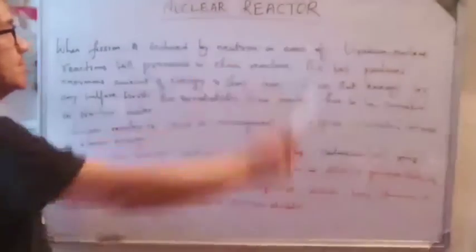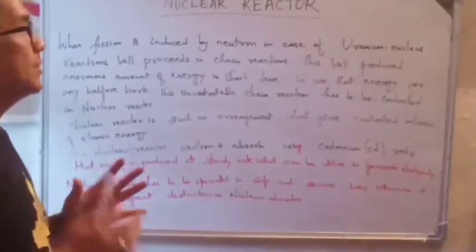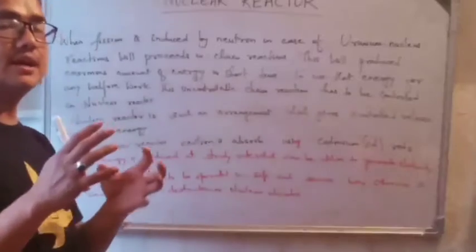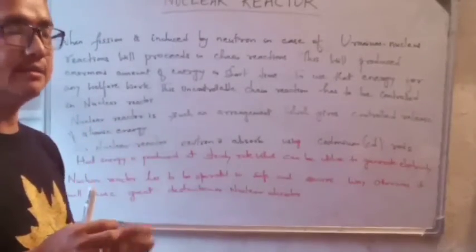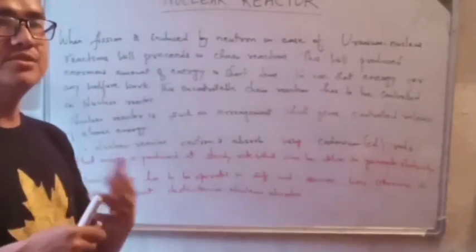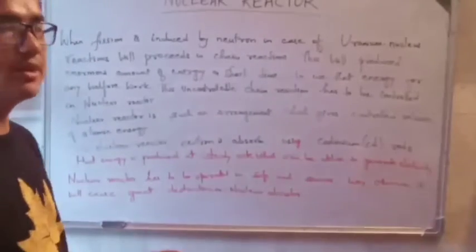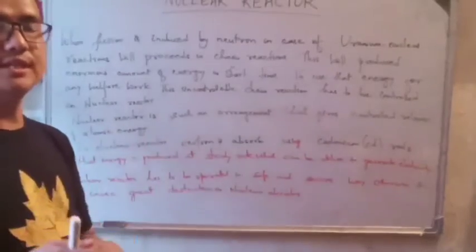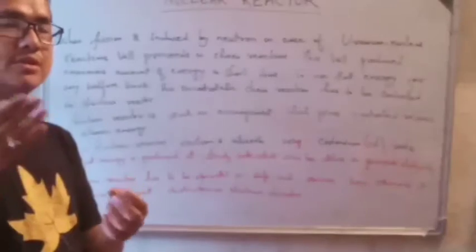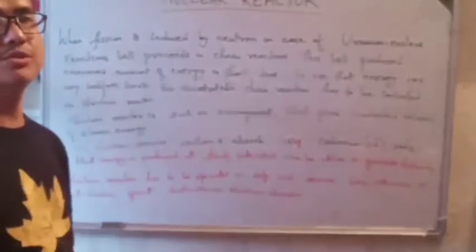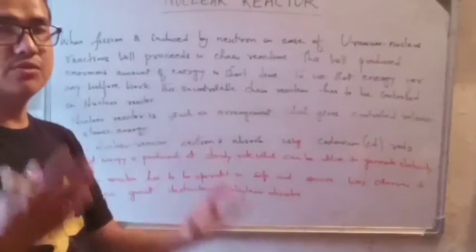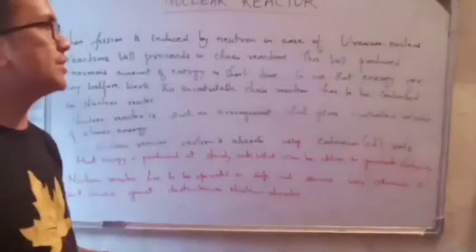Now let us discuss the nuclear reactor. We have already studied nuclear fission. We can carry out a fission reaction by bombarding a uranium nucleus with a neutron, and during fission reaction induced by neutron, in the case of a uranium nucleus, the reaction will proceed as a chain reaction, because during the first bombardment 3 neutrons are produced. These 3 neutrons again bombard and produce more and more neutrons. In this way, the chain reaction will occur, and this will produce a large amount of energy in a very short time.